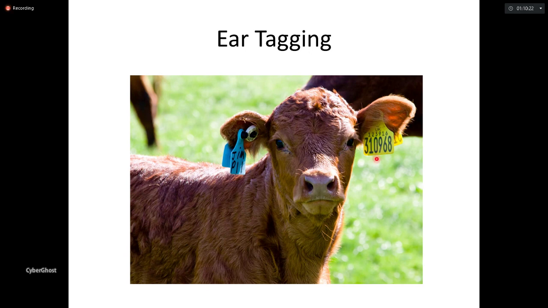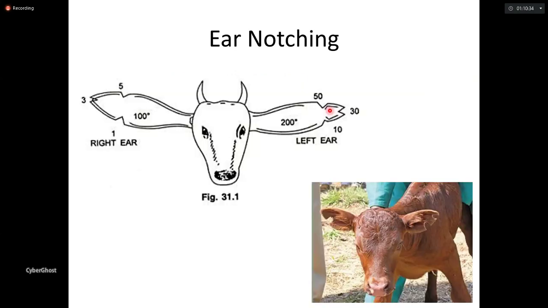Just to identify the animals, we can practice several methods. This is one popular but still expensive method, which is called ear notching. Ear notching means we are using an ear notcher. We notch the ears of these animals, like this.